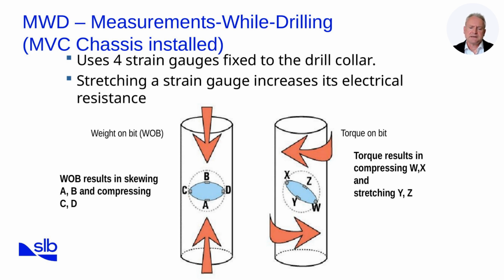Monitoring weight on bit is essential because it directly affects drilling efficiency, rate of penetration, and bit life. Too little weight reduces drilling performance, while too much can damage equipment or lead to wellbore instability. Torque at bit is closely related and is also measured using similar gauges. Understanding downhole weight and torque at the bit gives drillers insight into how the weight is being transferred to the bit from surface. Poor transfer could indicate issues with hole cleaning or wellbore instability.